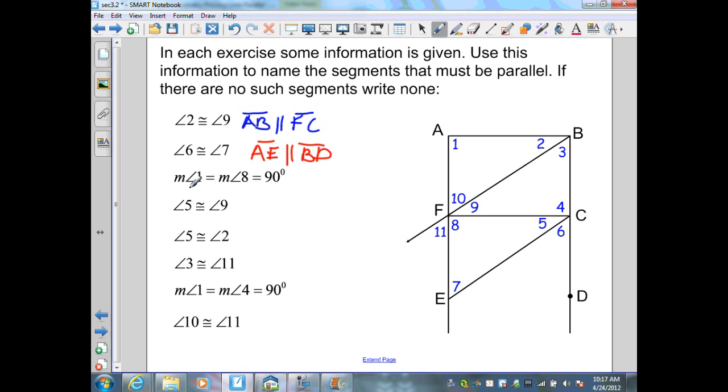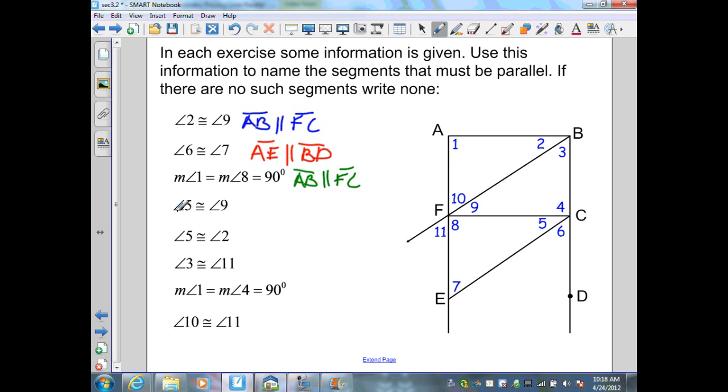Next, the measure of angle 1 and 8 are 90 degrees. First, we must identify a transversal, that is AE. The other two lines that make up those angles are AB and FC. These two angles are corresponding angles. They are congruent. So if corresponding angles are congruent, then the two lines cut by a transversal must be parallel.